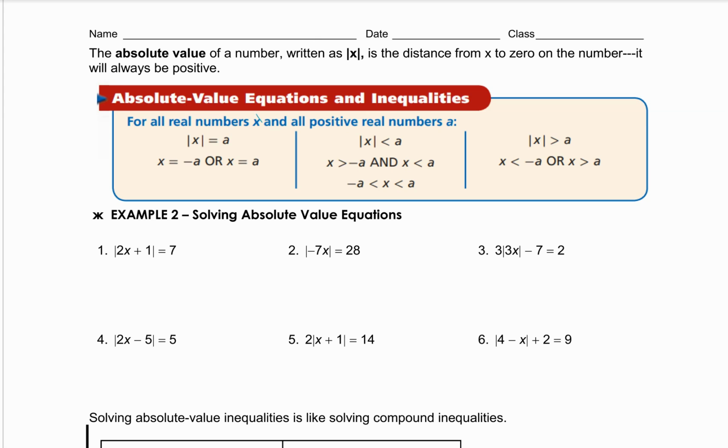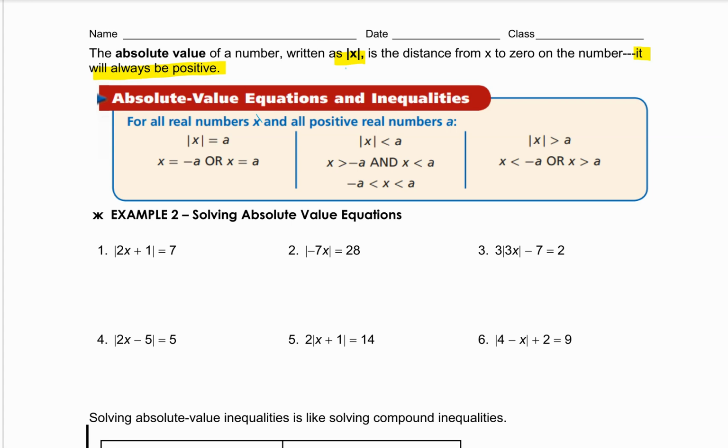Absolute value of a number, written this way, as the absolute value of x, with these vertical bars, means technically the distance from x to 0 on a number line. And here's the key, it will always be positive, because we always measure distance positively.